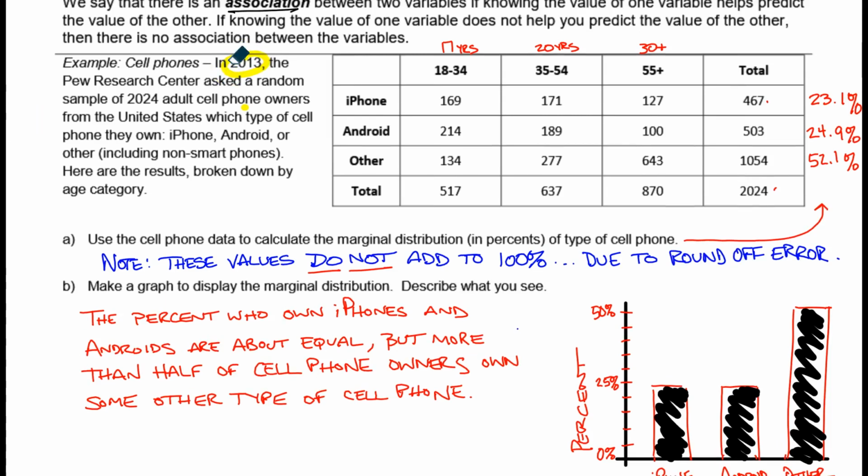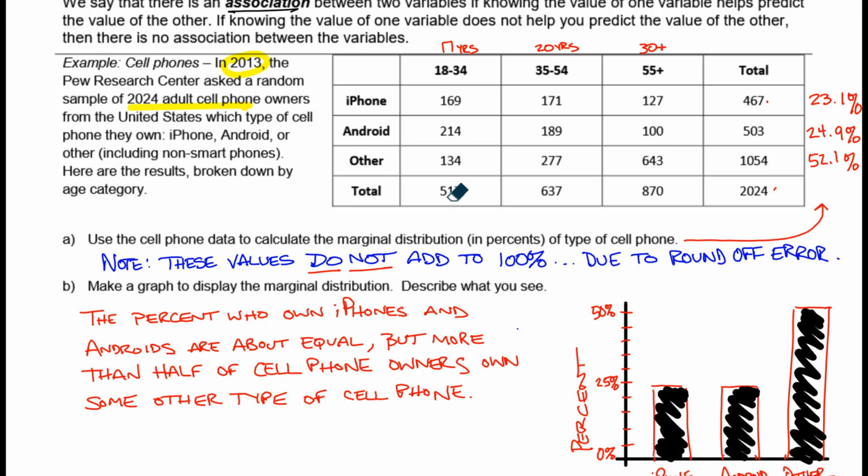And we also look at 2024 adult cell phone users, and they were randomly chosen. So we ended up with 517 of those in this young age group, and then 637 in this middle age group, and then 870 in this larger age group. Well, why are there more here than here? Well, look at the number of years for each of those categories. So this 55 and over group is a larger population than the 18 to 34 group, just because it covers more years.